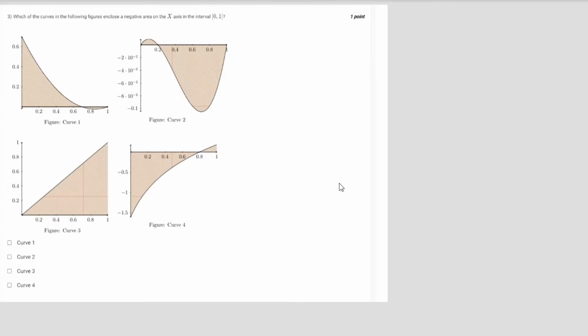So the third question states there are 4 graphs given below, and we have to choose those graphs which have negative area on the x-axis between the interval 0 to 1.